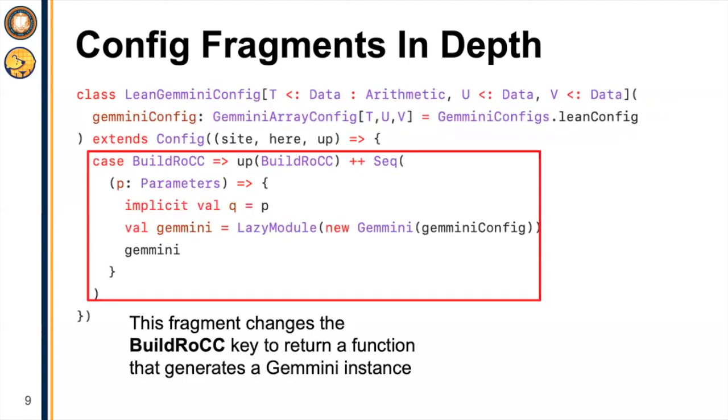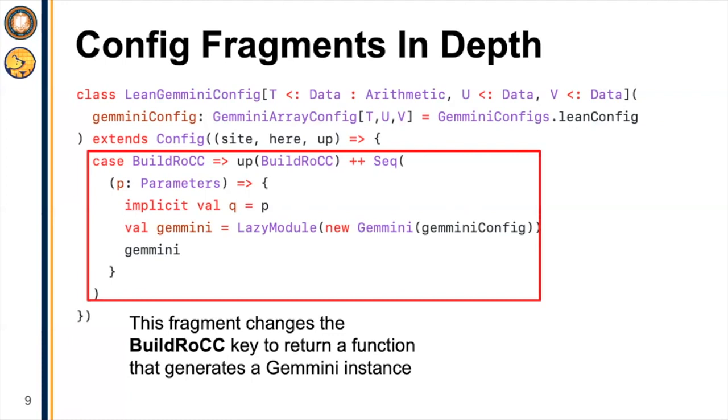But the Gemini configuration fragment demonstrates that config fragments can get more complicated. In this case, the key that is changing is this build RoCC key, which returns a function that generates RoCC accelerators. When you add this fragment to your SoC configuration, you're adding a new function to the build RoCC key, and that function, when it's called, is going to generate this custom Gemini accelerator. You can imagine somewhere else in the source code for the core generators for Boom and Rocket, it's going to look up the value in this key and call that function to generate an instance of the accelerator. So you can do a lot of interesting functional programming tricks here to build a very complicated configuration system that builds many different devices on your SoC. This is a very small example of how the rest of the configuration fragment system works.